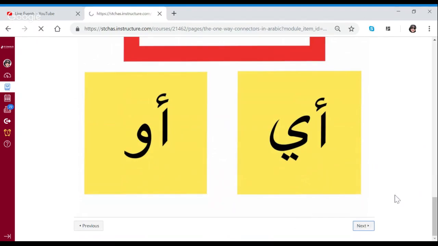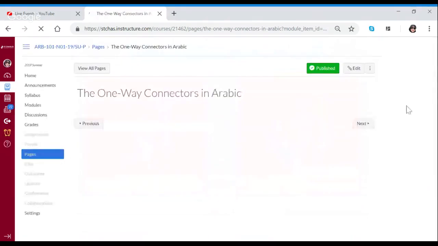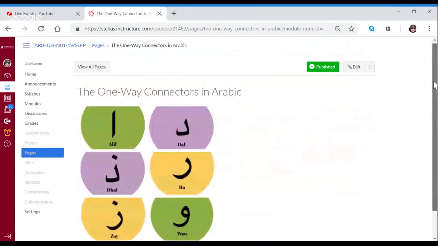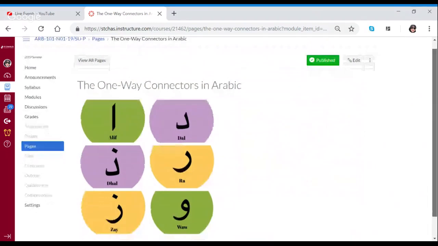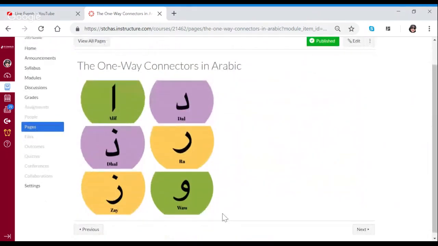Okay. Can you tell me what the one-way connectors are? Don't look at the screen. Aleph, dal, thal, ra, zay, and wow. Very good. Okay, so aleph, dal, zal, ra, zay, and wow. And can you tell me what we mean by a one-way connector? They can't connect on the left side? Correct, they can't connect to anything that's following them.